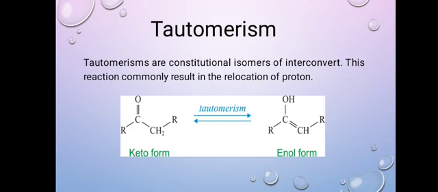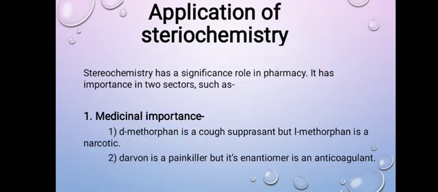Tautomerism. Tautomers are constitutional isomers that interconvert. This reaction commonly results in the relocation of a proton. Keto form converted to the enol form is called tautomerism.